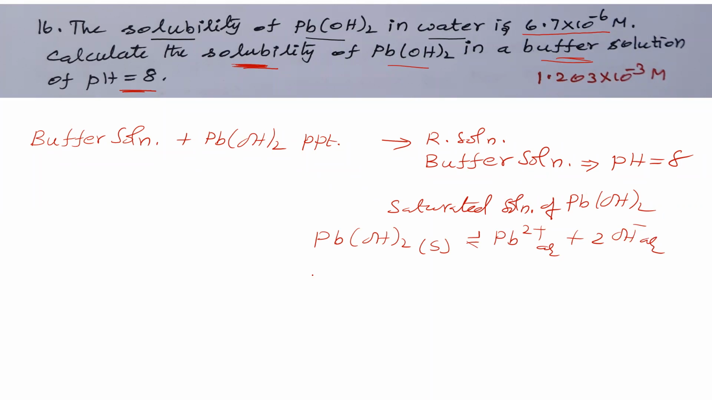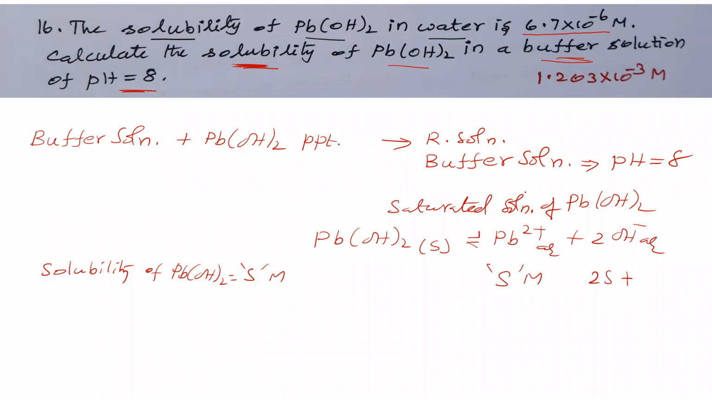Then we have to find the solubility of Pb(OH)2 here. We will take it as S molar. So the concentration of Pb2+ is S molar, if you consider that Pb(OH)2 undergoes complete ionization, and the concentration of OH- is 2S plus, since here they have given a buffer solution.